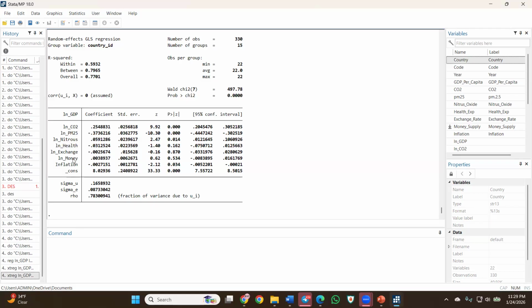The same thing applies to the inflation. That one too is approximately 0.3% decline in GDP. So that's how we interpret the result. I think our time is almost up. Let me run the other model.